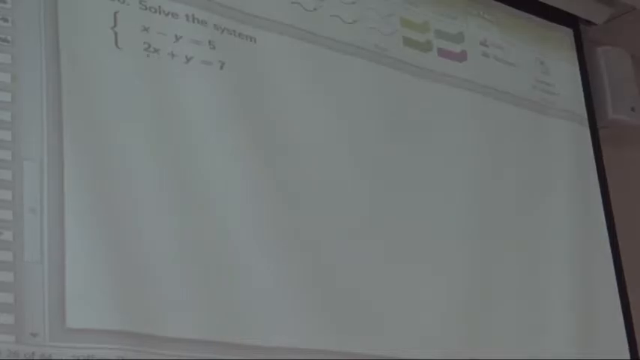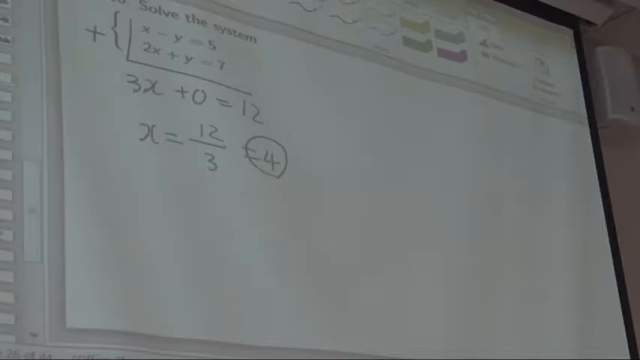We can also use the elimination method. Now here the coefficients of x are different, but the y numbers are the same. So let's add them together. Then x plus 2x, which is a 3x, negative y and plus y, which is a 0, and 5 and 7, which is a 12. So 3x is 12, so x is 12 over 3, which is a 4.